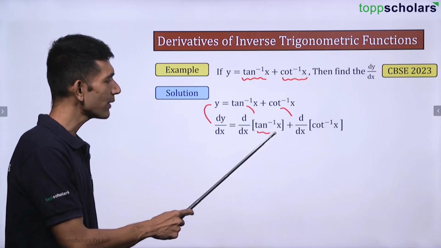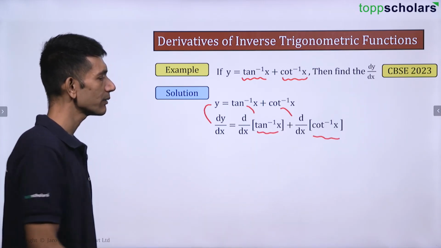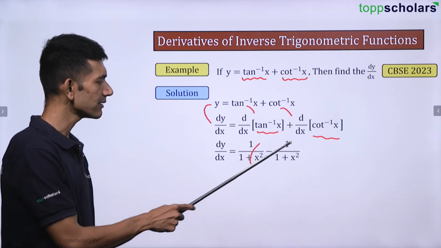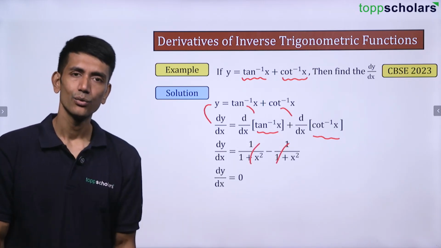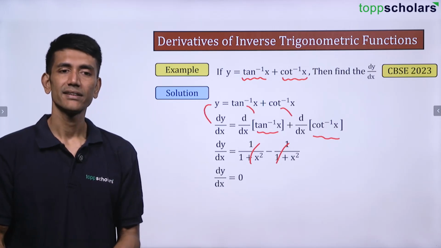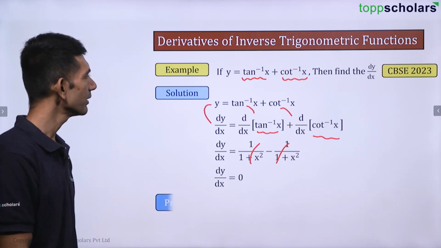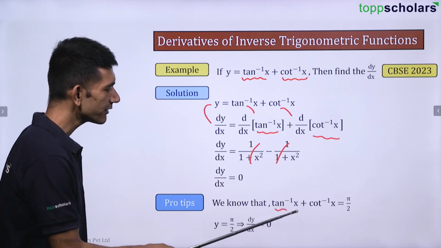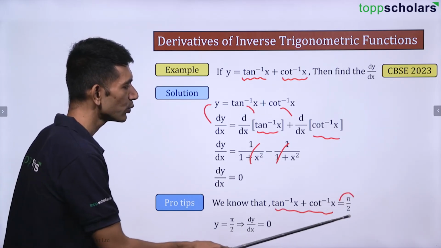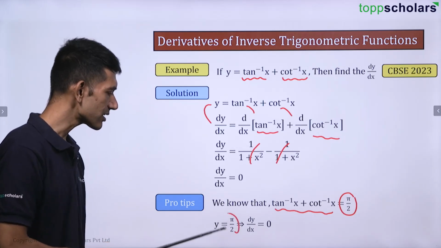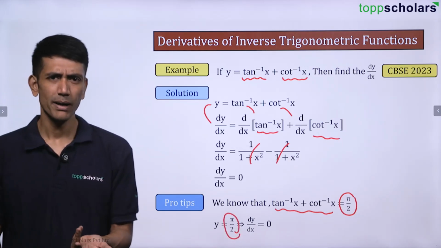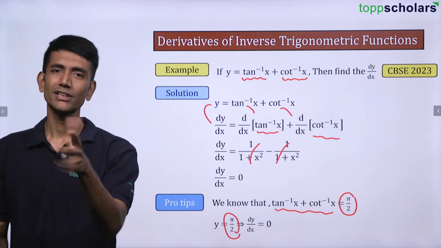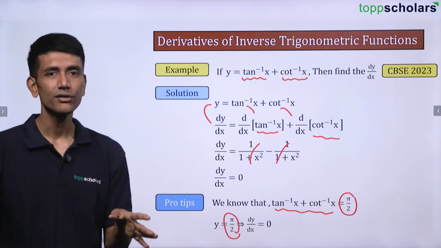This becomes 1 by 1 plus x square. This becomes minus 1 by 1 plus x square. Cancelled, isn't it? We'll get 0. Obviously, both the terms are getting cancelled there. Right? Very simple. And of course, very interesting. Tan inverse x plus cot inverse x is what? Pi by 2. So pi by 2 is what? It is just a number, no? Just a real number, pi by 2. And the derivative of a constant is always 0. So obviously it had to be 0, right?